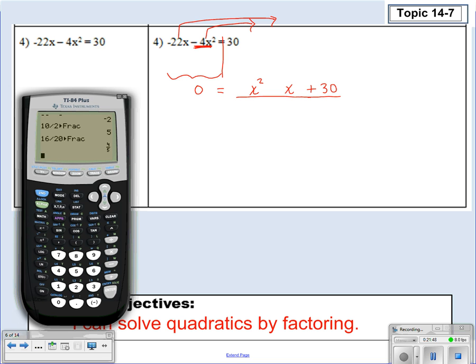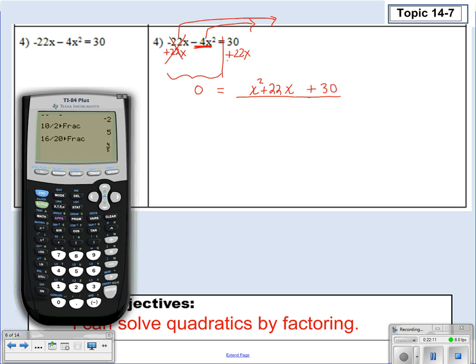So to move the x, it's a negative 22. We do the opposite of negative. That's positive 22x, so we're going to add 22x. That means the number in front of the x is a positive 22. It's on the right-hand side now. And sure enough, negative 22x plus a positive 22x equals 0.